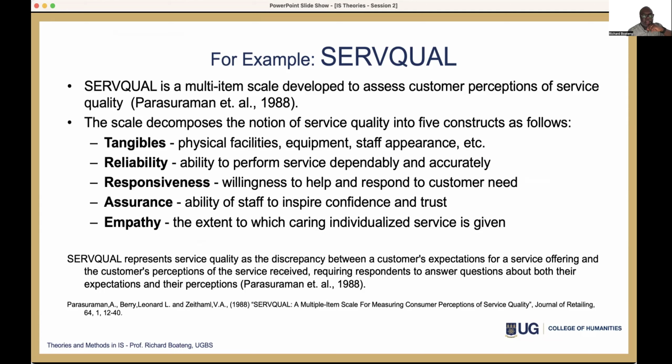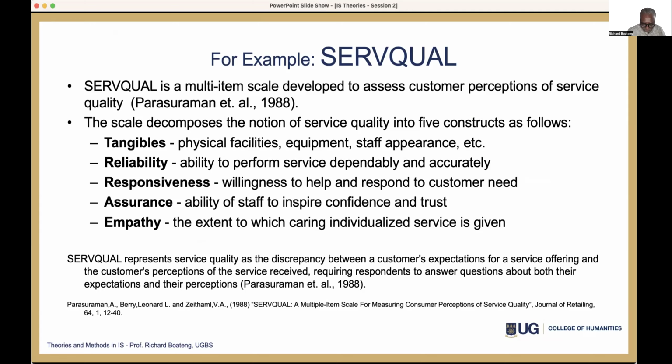Now, the service quality model represents service quality as the discrepancy between a customer's expectation for a service offering and the customer's perception of what is being received. Respondents answer questions about their expectations and perception, which we use to measure the service quality level. Good. Now, because of the simplicity of the theory, it has been applied in so many disciplines: medical, healthcare, education, industry. So many studies have used this particular model.